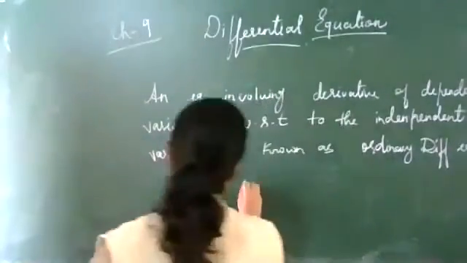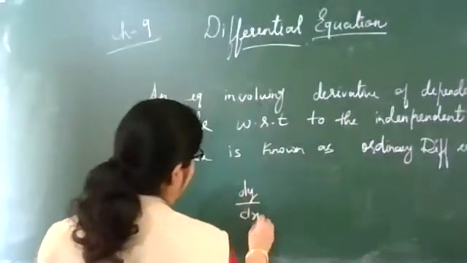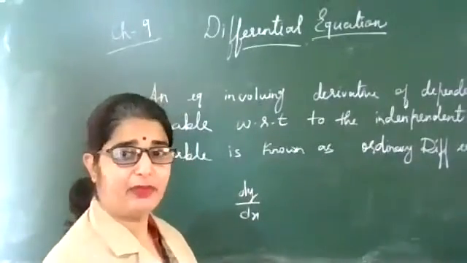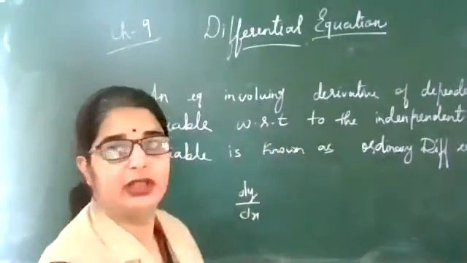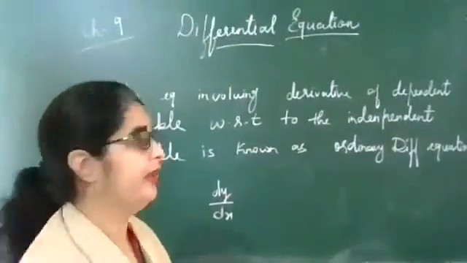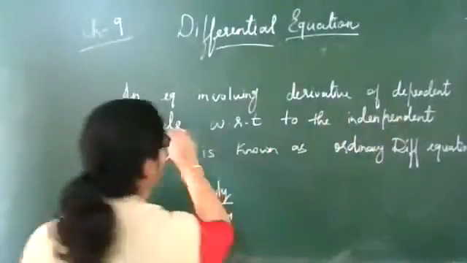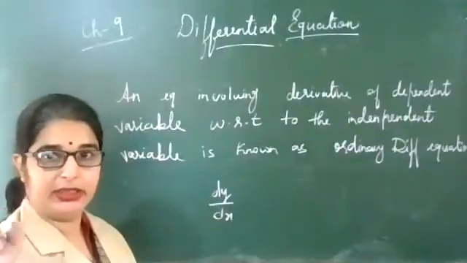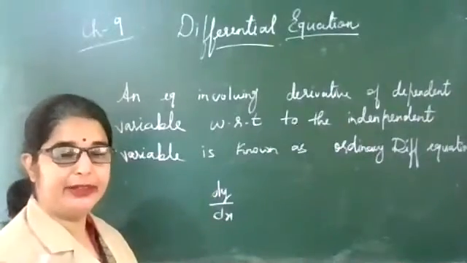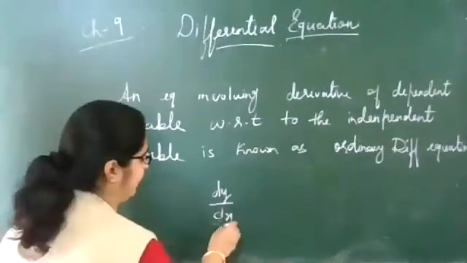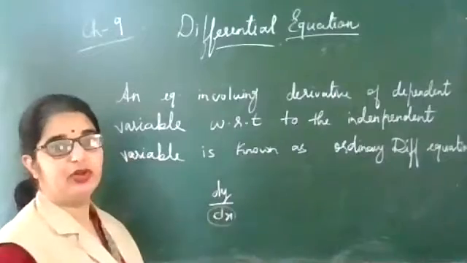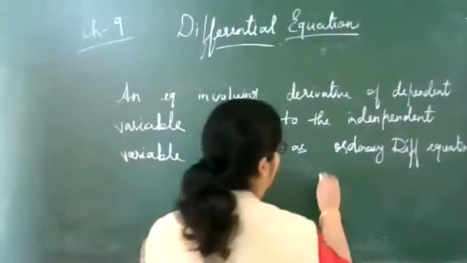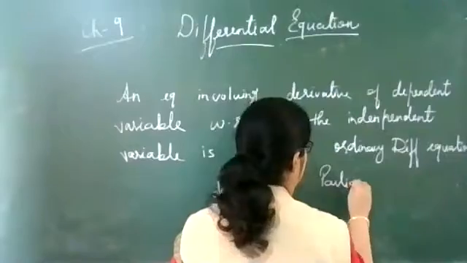Like here you will have dy by dx. Only one independent variable, and we have taken the derivative of the dependent variable with respect to the independent variable. We are talking about one only. Derivative of dependent variable with respect to one independent variable, then it will be an ordinary differential equation.